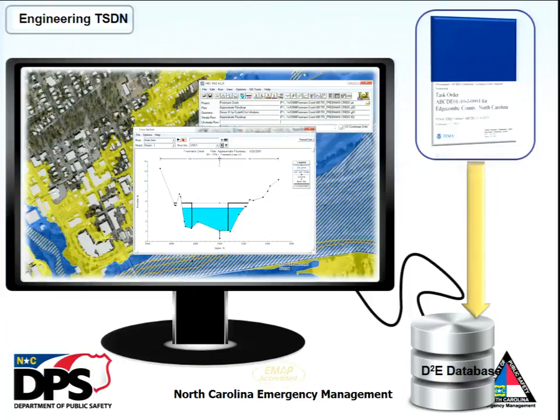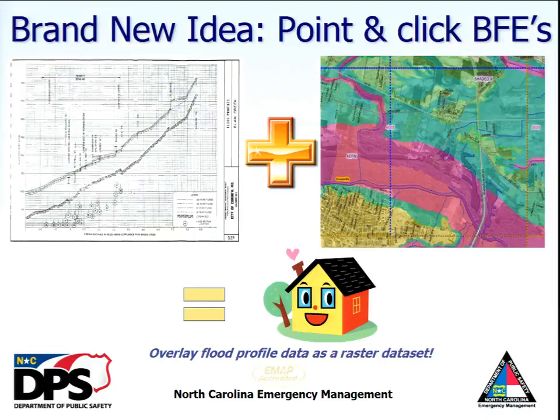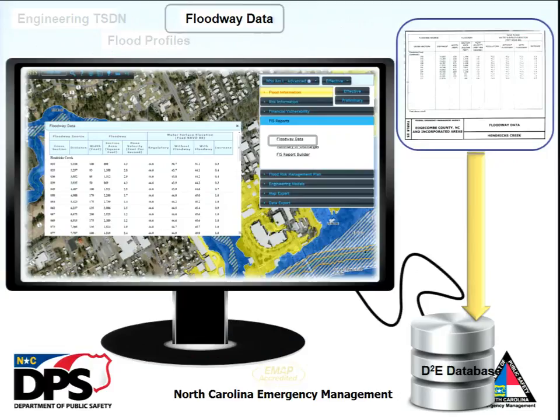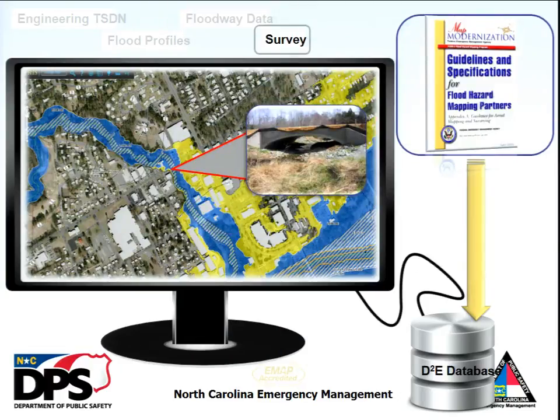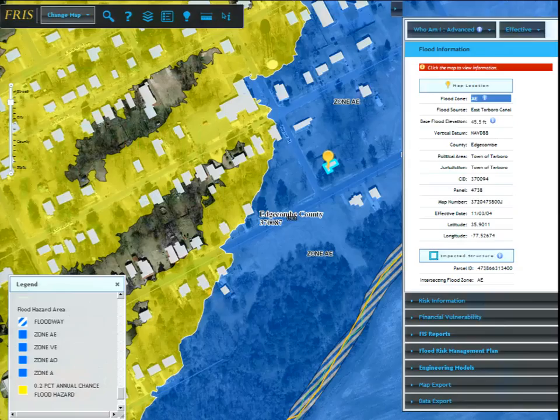It includes all the engineering information. It includes all of the flood profiles, which are basically what we now call the water surface elevation rasters. Because we took that piece of paper that gave the profiles and we created a raster that you can point on any place in the special flood hazard area and you can get a water surface elevation at that point. It includes all the floodway data information and it includes all the survey information. This is amazing during a hurricane because you are sitting there at the EOC with a system that all of this is loaded on. And there's one source for everything, including all the risk products.